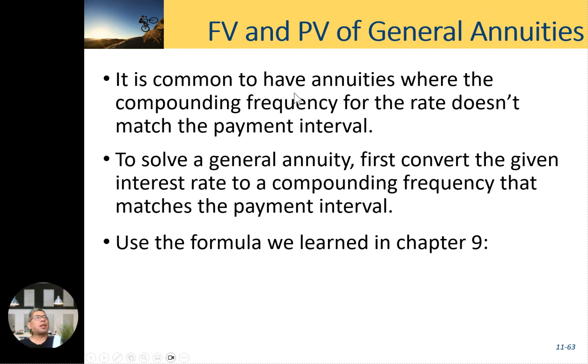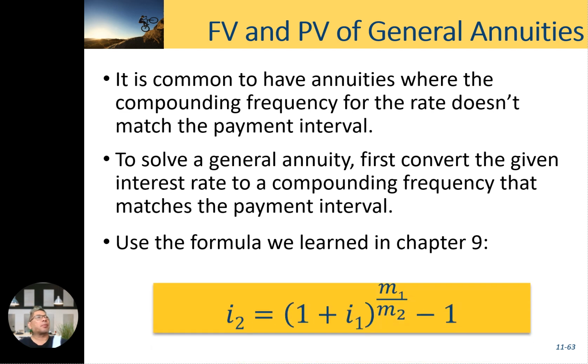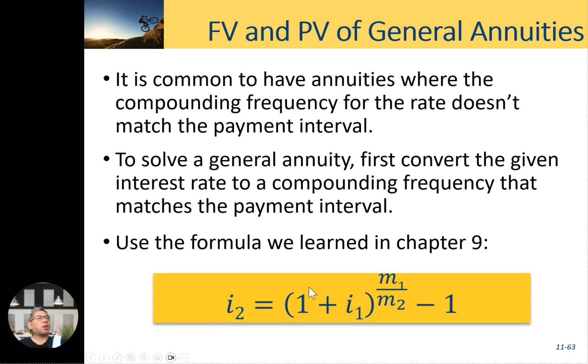So what are the future value and present value of a general annuity? It is common to have annuities where the compounding frequency of the rate does not match the payment interval. To solve this type of general annuity, first convert the given interest rate to a compounding frequency that matches the payment interval. We learned this in chapter 9. So this is the logic: I2 equals (1 plus I1) to the power M1 over M2, minus 1.